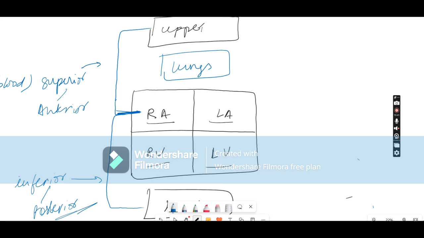So now let us imagine that the atrium is contracting. Okay, now when the atria are contracting, like the right atrium and left atrium, they are contracting.